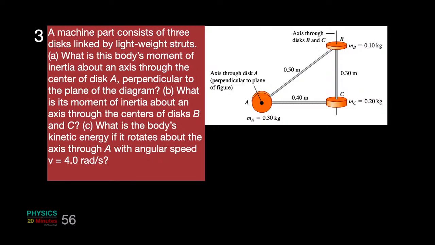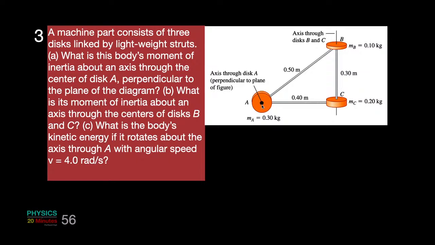So this is our problem on moment of inertia. I will try to cover all, or at least most, of the topics when I am taking problems on rotation. A machine part consists of three discs linked by lightweight struts. So these rods are lightweight, you can ignore the weights of the rods. Discs are heavy. What is the body's moment of inertia about an axis passing through the center of disc A perpendicular to the plane of the diagram?